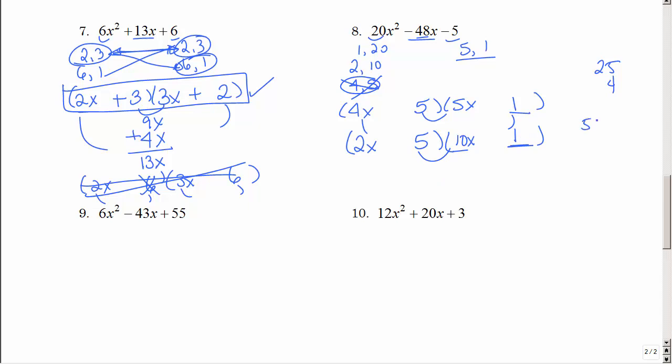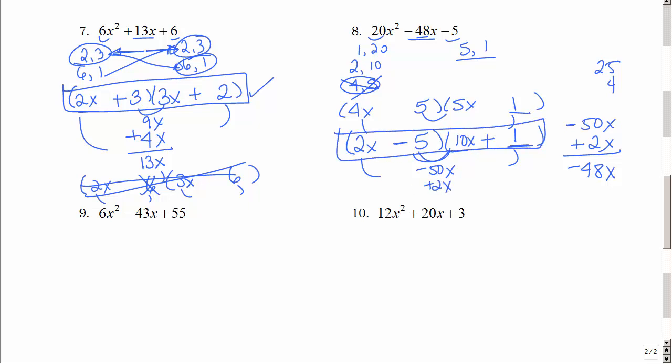Let's see. The middle is 50, the outside is 2. Hey, if the 50 is negative and the 2 is positive, I get negative 48x, which is the middle. So that would be my negative 50x, and if I made that positive, that's positive 2x. And just to double check, negative 5 times positive 1 is my negative 5. Am I convincing you yet about good choices and bad choices?